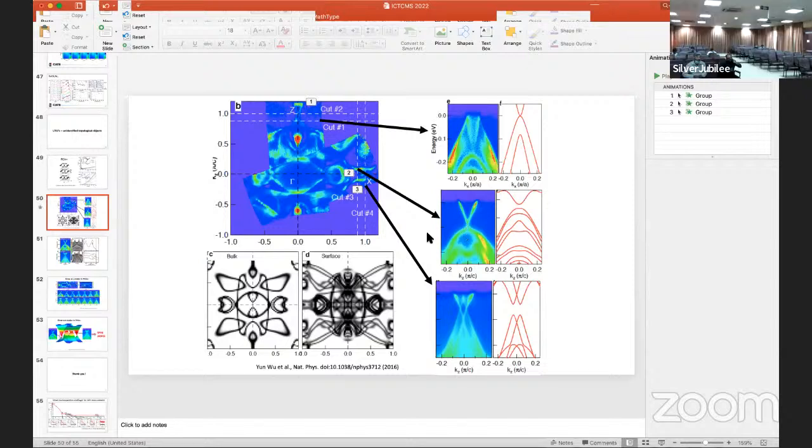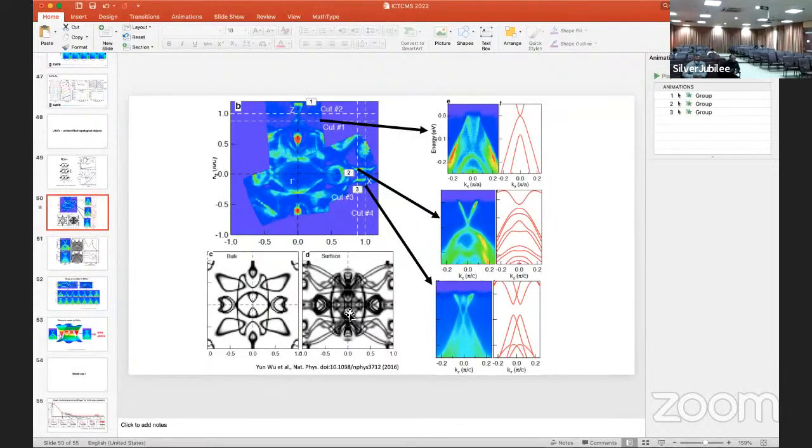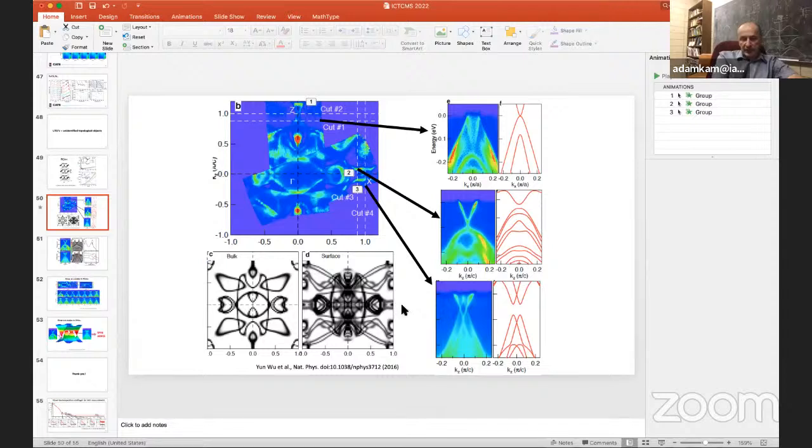And have you done surface state calculations? I don't know if I have them. I probably don't have the cuts through this on hand. But they are not quite what we see in the experiment. Okay.